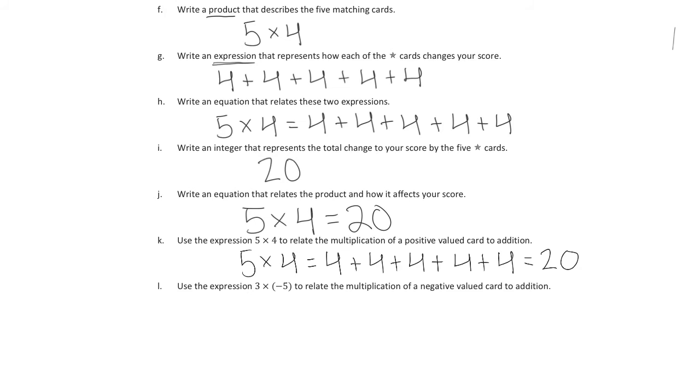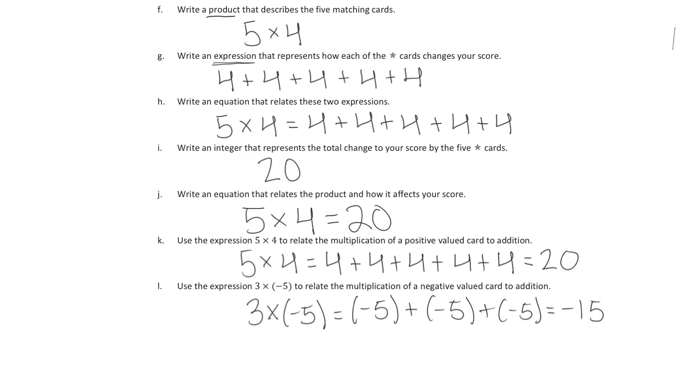Now looking at the previous cards that we had in Part A and Part B, for L it says use the expression 3 times negative 5 to relate the multiplication of a negative valued card to addition. So again, we have our expression 3 times negative 5. Another way that value can be written is negative 5 plus negative 5 plus negative 5. 3 times negative 5 gives us negative 15, and then negative 5 plus negative 5 plus negative 5 will give us negative 15 as well. So all those values are equal to one another. Let's move on to the next page.